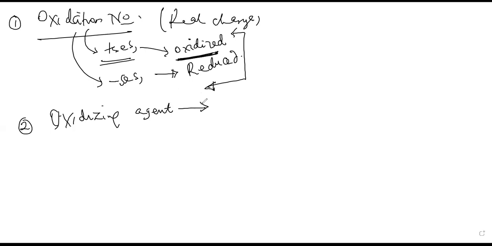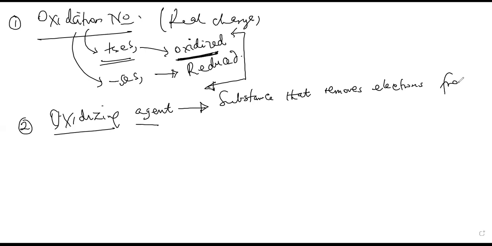Let's not call it a catalyst. Let's say an oxidizing agent is that substance that removes electrons from other substances. What happens in the process? In the process of removing the electrons from other substances, the oxidizing agent gains.